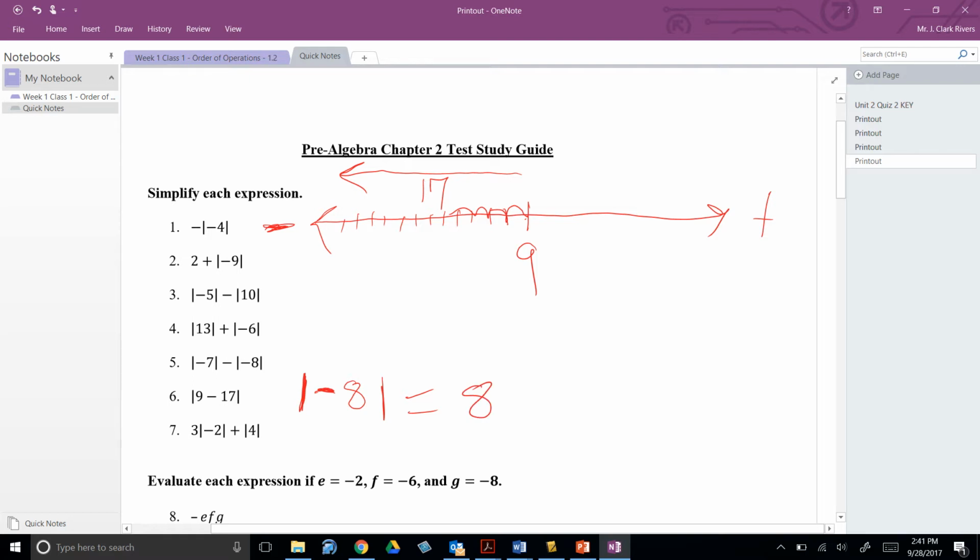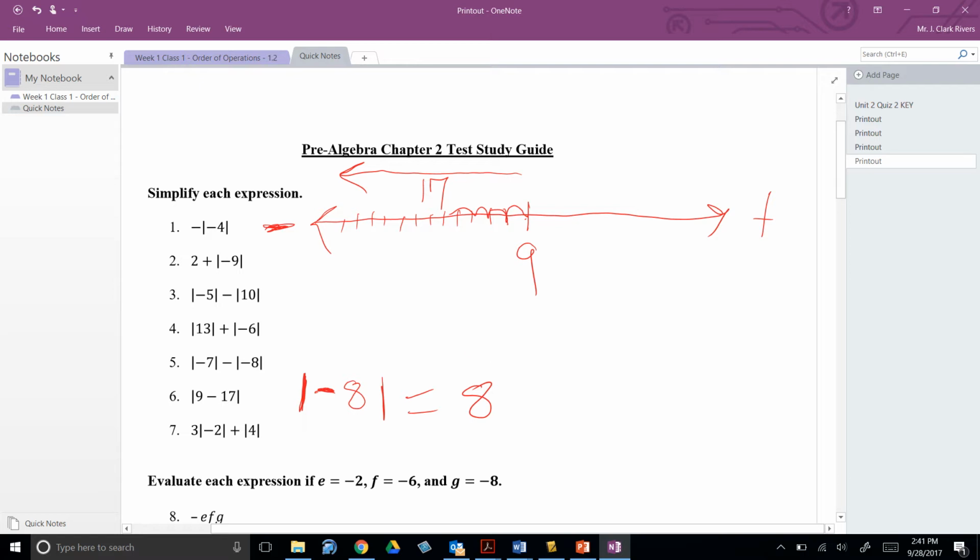So on your test, we need you to subtract 9 minus 17, which will leave you with negative 8. And I would need to see you have the absolute value sign here and then take the absolute value. So you would have to have both steps here to get full credit. So this would be like 1 point here and 1 point here.